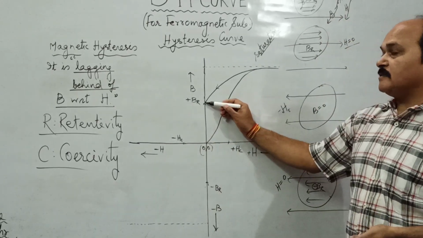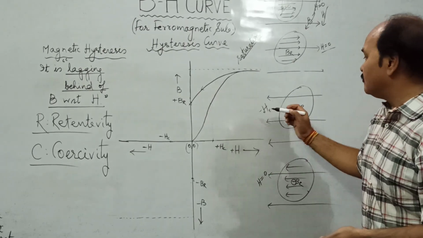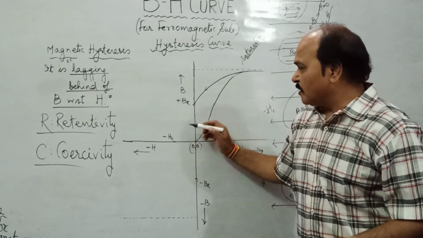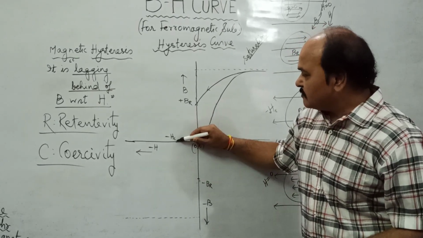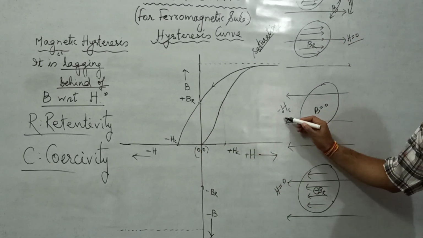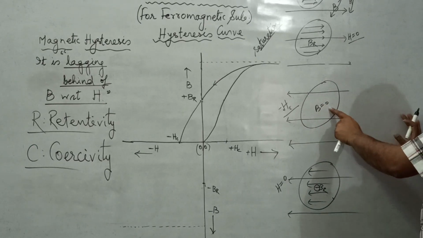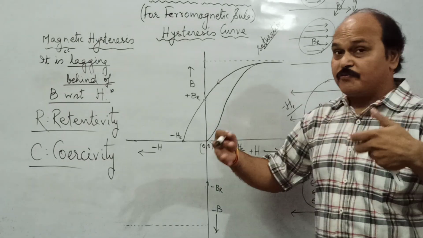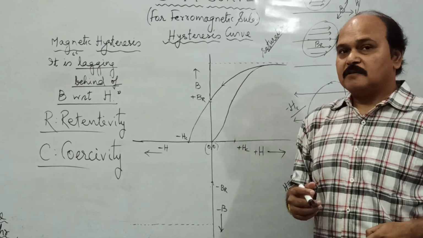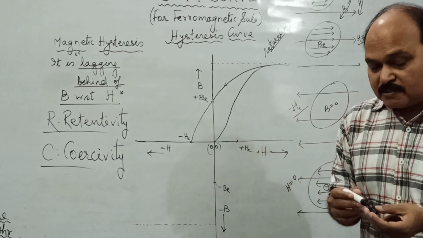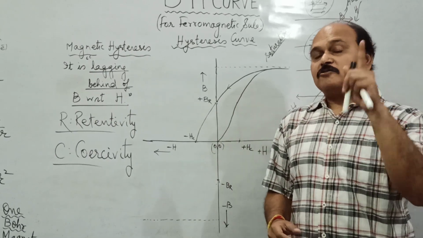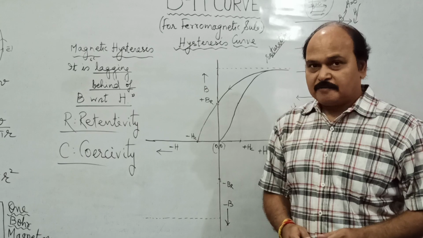If we wish to make this B, the magnetic induction in the substance, 0, we need to apply a magnetizing field in the opposite direction. When we apply the magnetizing field in the opposite direction, the magnetic induction in the substance becomes 0. The magnetizing field in the opposite direction at which the magnetic induction becomes 0 is called the coercive field, and the phenomenon is called coercivity. So what is coercivity? Coercivity is the ability of the substance by virtue of which we need to apply a magnetizing field in the opposite direction so as to completely demagnetize it.